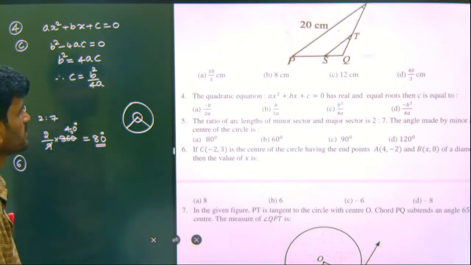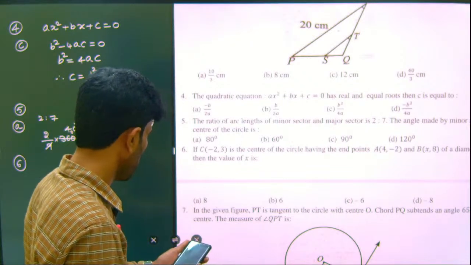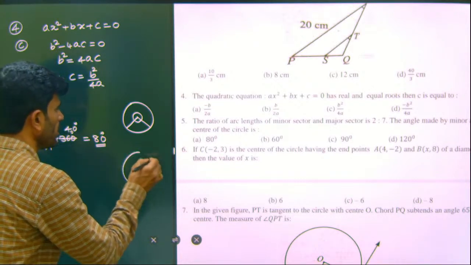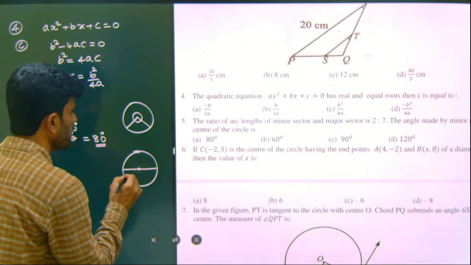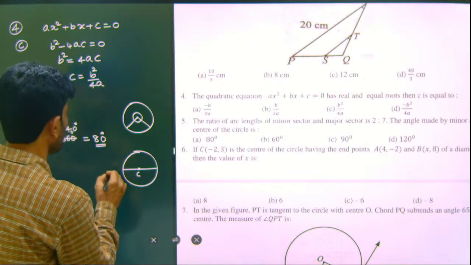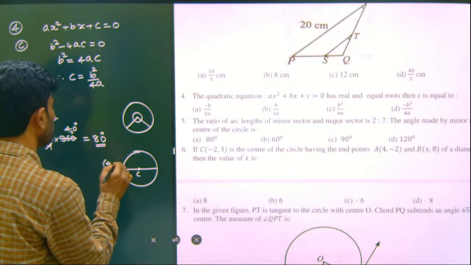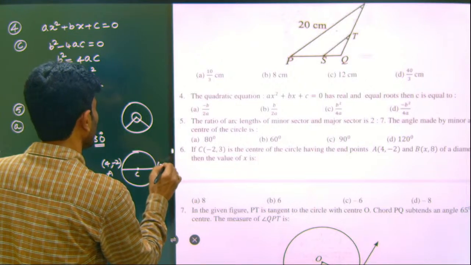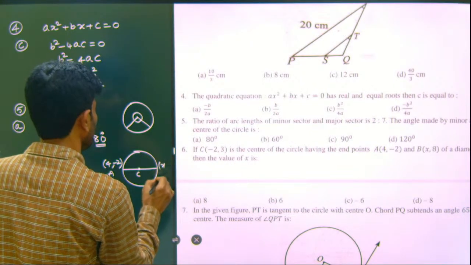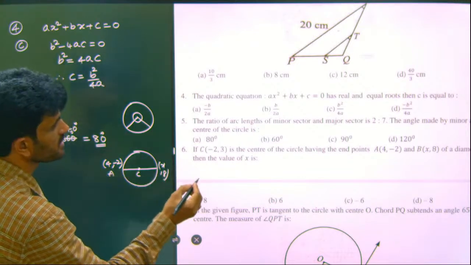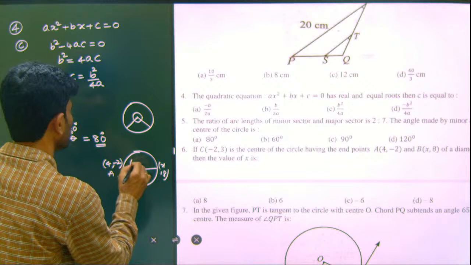Now question number 6. If minus 2 comma 3 is the center of the circle having the end points. So this is about coordinate geometry. End points of the circle are given. Did you get anybody answer this one? C is the center. A is 4 comma minus 2. B is x comma 8. We want the value of x. What is the center here? Minus 2 comma 3.